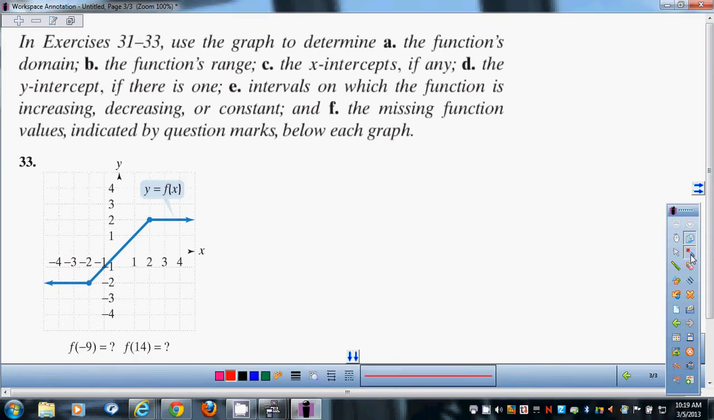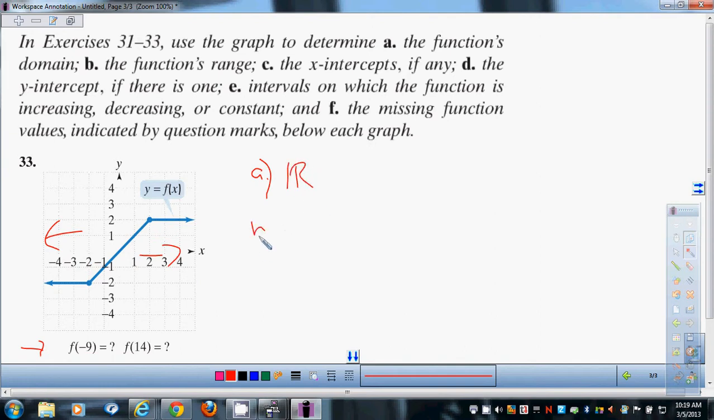Number 33. We are asked to find the domain, range, x-intercepts, y-intercept, intervals of increasing, decreasing, constant, and the missing function values as given at the bottom here. First off, the domain. Who thinks they can help me with the domain? You know what? Scratch that. I'm going to call on volunteers. Justin, what's the domain of number 33? Very good. It goes all the way to the left, all the way to the right with no gaps. Therefore, you can go negative infinity to infinity or all real numbers.